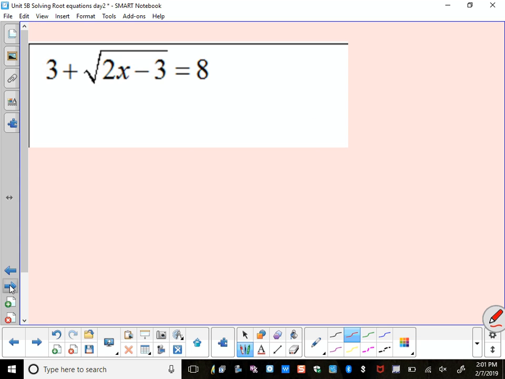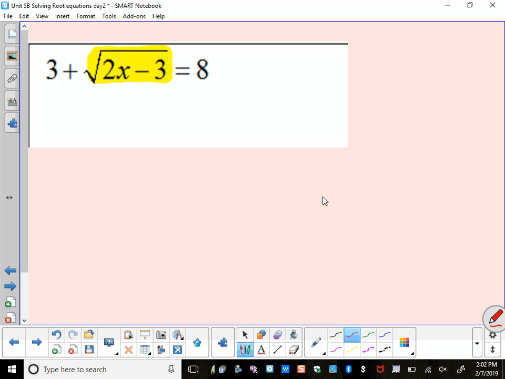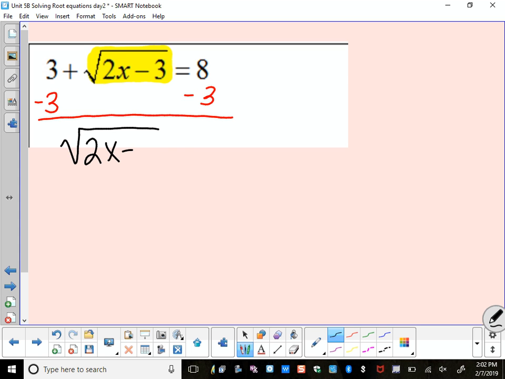Okay, so let's practice. Because my x is attached to this radical, I want everything away from this. How do I get rid of this 3 in the front? -3. Yep, we're going to subtract 3 from each side. And I'm left with the square root of 2x minus 3 is equal to 5.